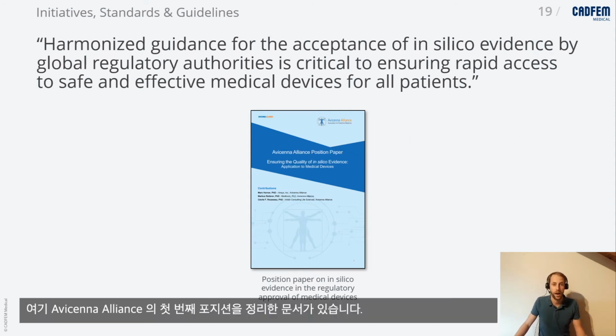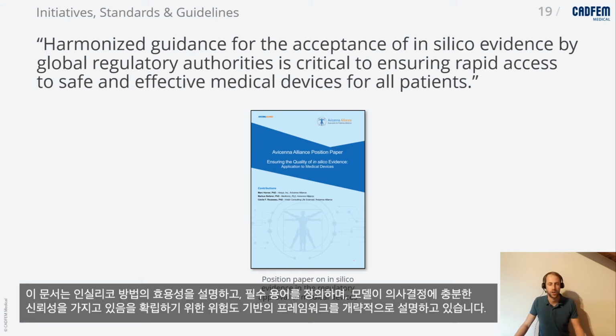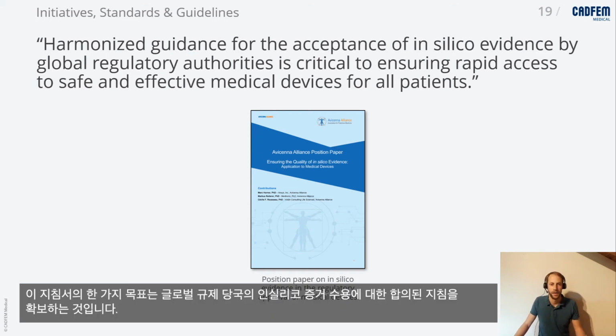Here you see a first position paper of the Avicenna Alliance. This document describes the benefits of in silico methods, also defines essential terms and outlines a risk-based framework for establishing that a model has sufficient credibility for decision making. One goal with this position paper is to achieve harmonized guidance for the acceptance of in silico evidence by global regulatory authorities, as you can see here in their statement of this document.